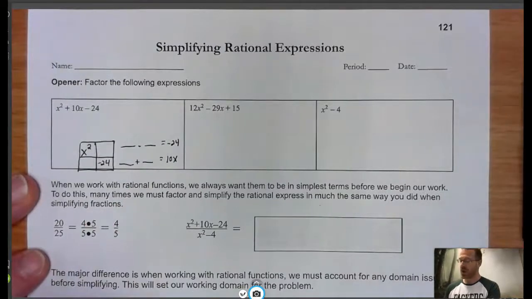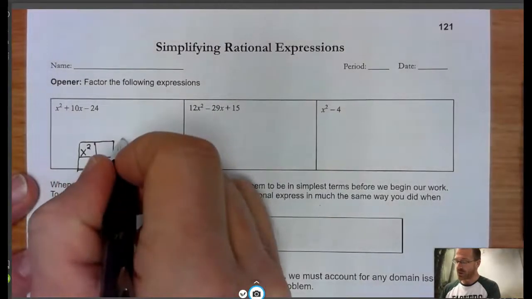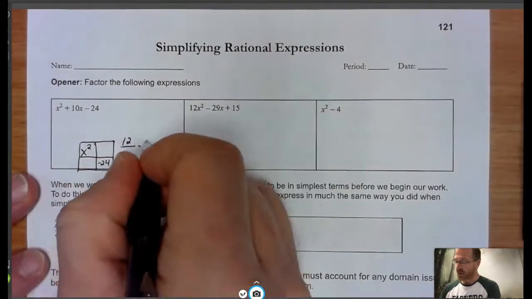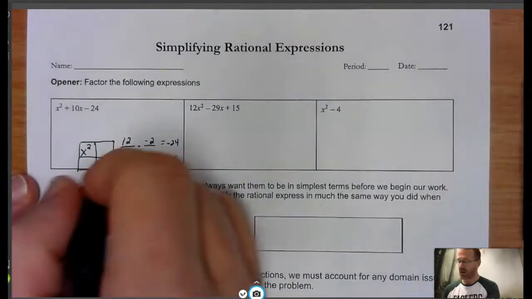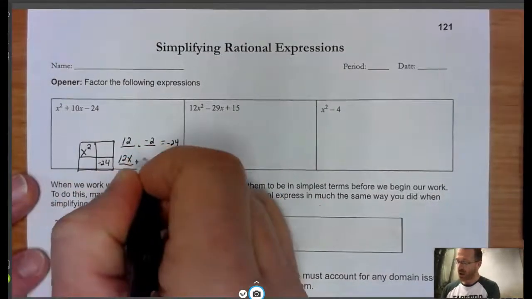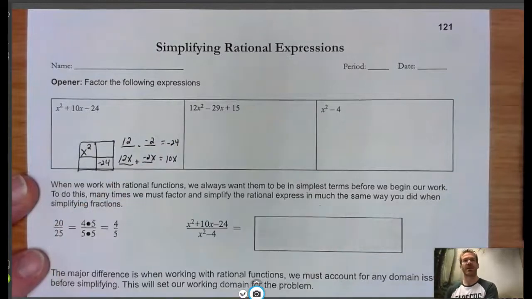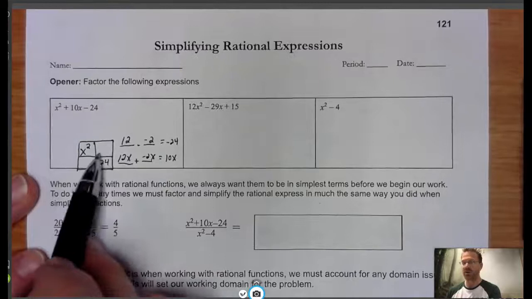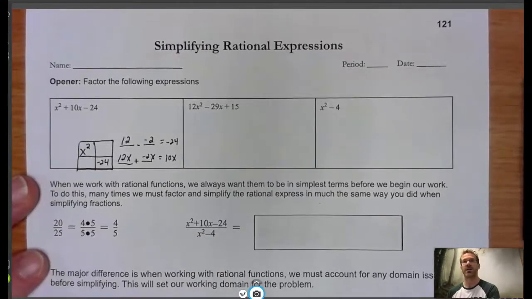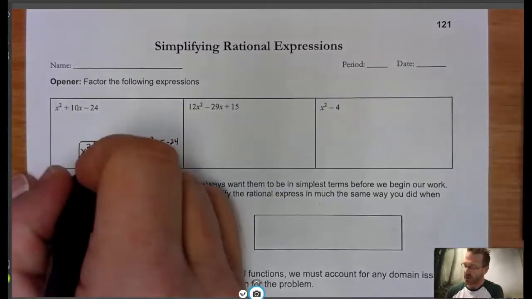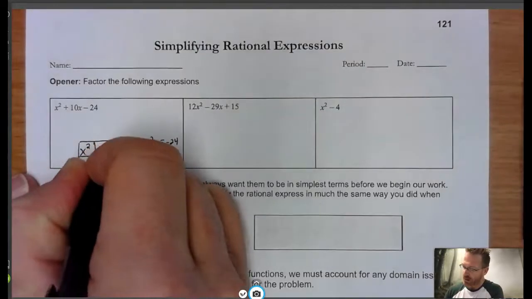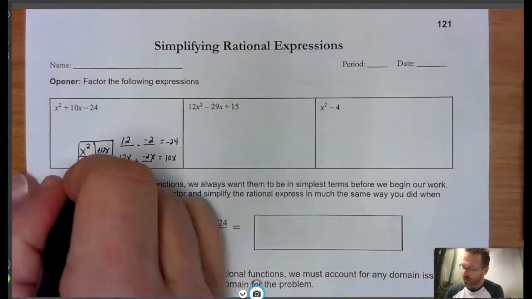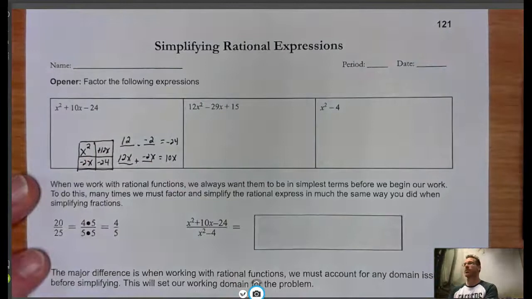So in this particular case, it would be 12 times negative 2, that's negative 24, and then 12x plus negative 2x gives us 10x. Then you just drop these 2 terms into either of these open boxes here, and it doesn't matter which order you put them into. So I'm going to put the positive 12x here and the negative 2x here. Then what we're doing now is we're going to look at each column and then each row, and we're going to factor out a GCF.